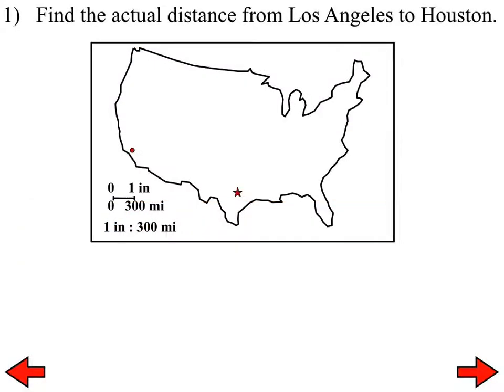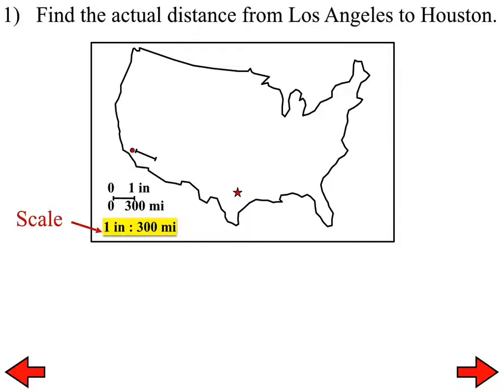Here's number 1. It's a map of the United States. And what we're trying to figure out is the actual distance from Los Angeles to Houston. And the scale on the map, you can see every inch on the map represents 300 miles in real life. Now, how do I know that? Because of this valuable piece of information right here. And it is this part right here that helps us tremendously, because that's the first ratio that we're going to use to figure out what that actual distance is. So, there's the scale right there.